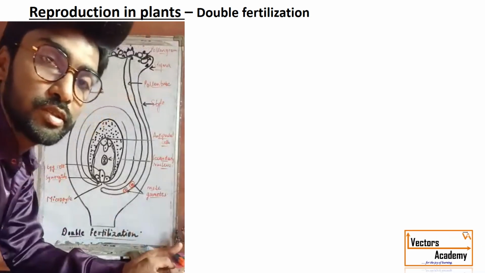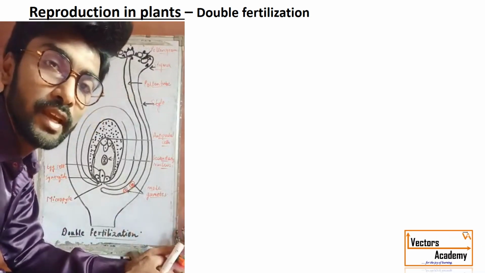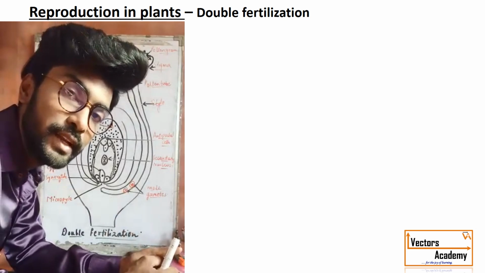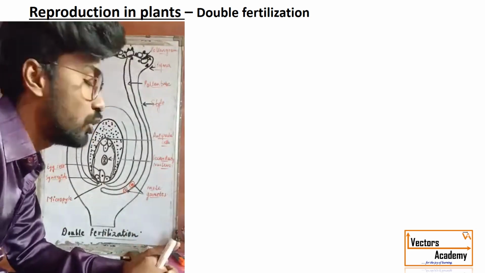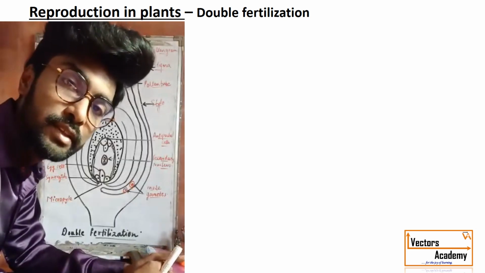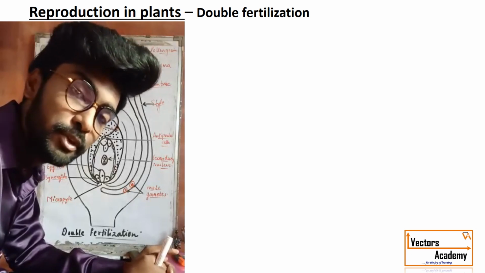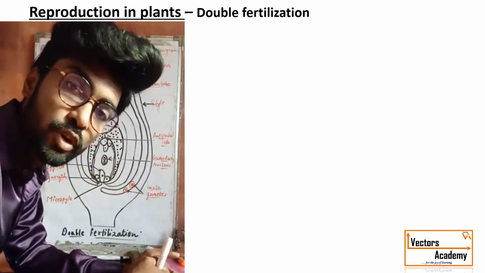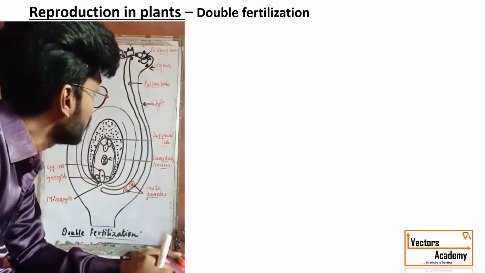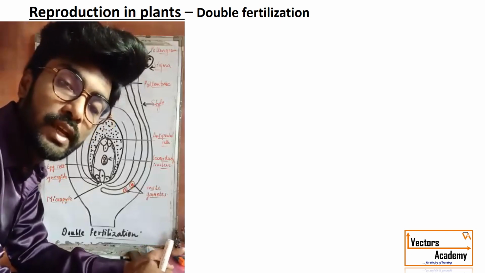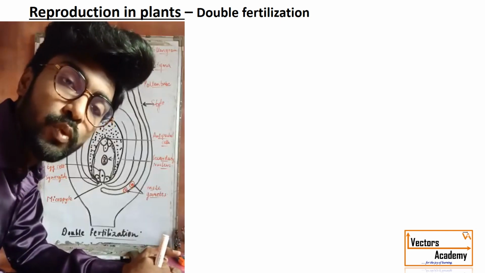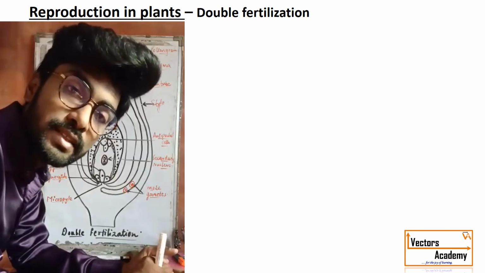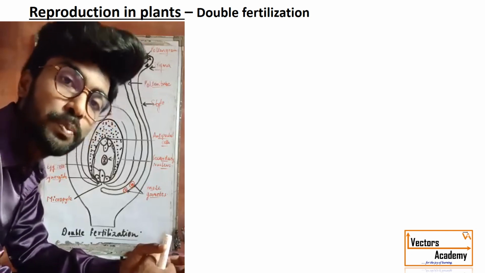Good afternoon, students. So today we are going to start with the next topic, which is called double fertilization. Yesterday we generally completed the structure of the male gametophyte and female gametophyte, and also we have seen the structure of an anatropous ovule. Before starting with double fertilization, let me clear one point: double fertilization is the characteristic feature of the angiospermic plant.